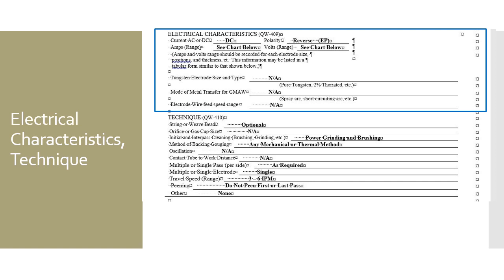You'll need to understand the whole spray arc metal transfer, the 4 metal transfer modes for gas metal arc welding. This one you can get in trouble in. Electrode wire feed speed range. Once again, we're not doing flux core or gas metal arc welding or submerged arc welding. Not applicable. We're not going to touch it.